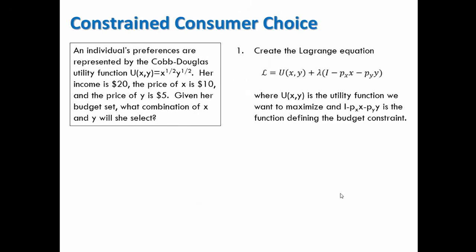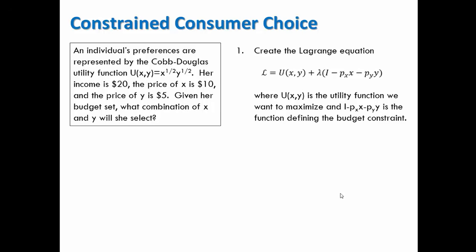I think the best way to learn this is by example, so here we go. Let's say we have an individual whose preferences are represented by a Cobb-Douglas utility function. This individual has an income of $20. She faces a price of X of $10 and a price of Y of $5. The question now is, given her budget constraint, what combination of X and Y will she select?